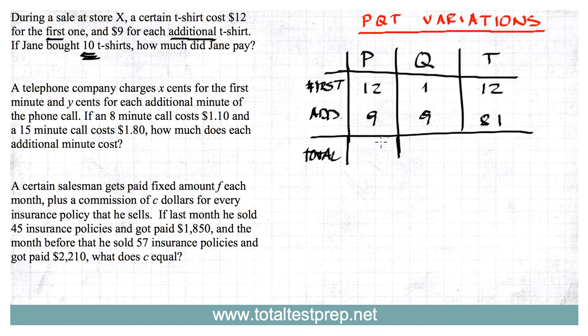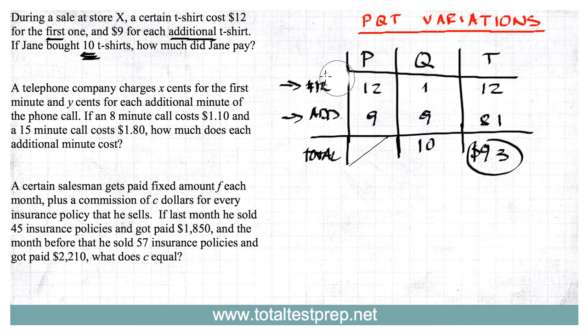there isn't an overall price per item for the total. We could calculate it if we want to, but that's not part of this question. We bought a quantity of 10 T-shirts for a total of 12 plus 81, which is 93. And so the answer to the question, how much did Jane pay, is $93. So the idea is just make a row for the first item that you pay where there's an initial price, and then a row for the additional items that you're buying at a different price.